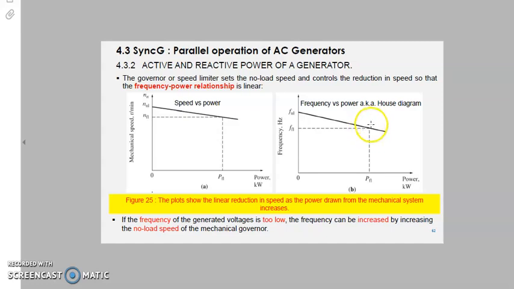If our frequency is 50 Hz, we expect the full load to be at 50 Hz. So if you run at full load and the frequency is less than 50 Hz, we shift the whole graph upwards. So we shift the graph. Okay.